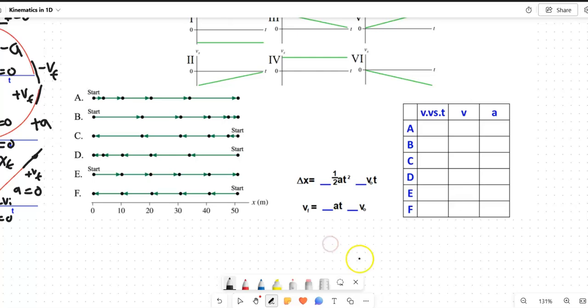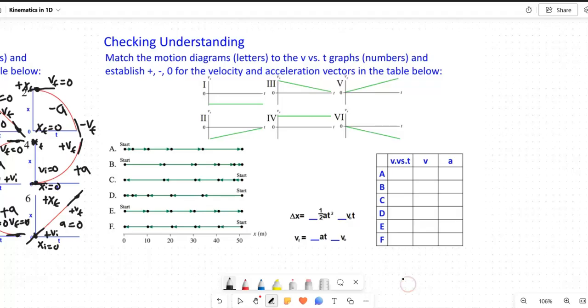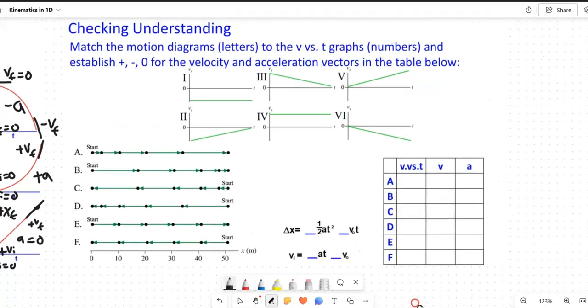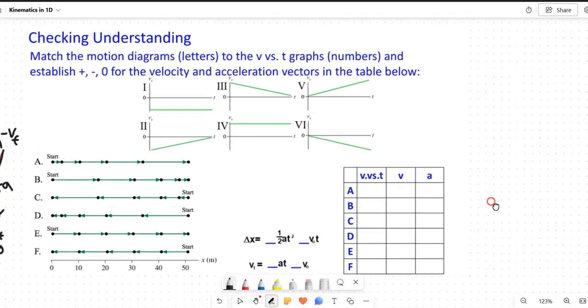Now we're going to do the same thing that we just did, and this is our last activity on this. But this is matching these position versus time graphs right here to the motion diagrams and doing the same thing we just did, and constructing those equations here. So I want you to try this on your own, and we'll do it in a second, but try doing this all by yourself, okay? And pause the video now.